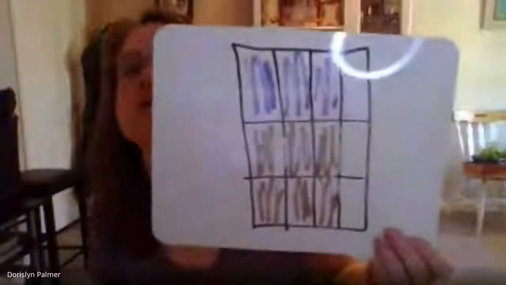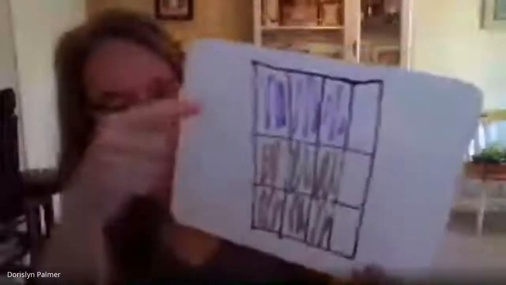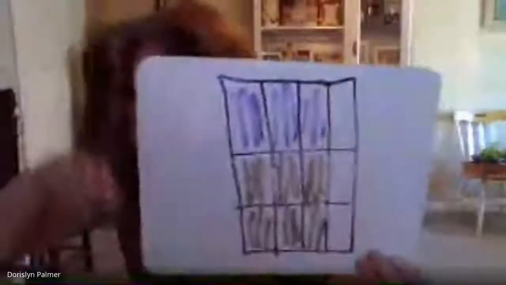Okay, I'm trying to draw a little picture here. They want to know, is that like 1/2 times 1/3, or is it 3/4 times 3/4? So this is what the model looks like. It's just different colors, right? We got 3 rows going down. We have 4 across.